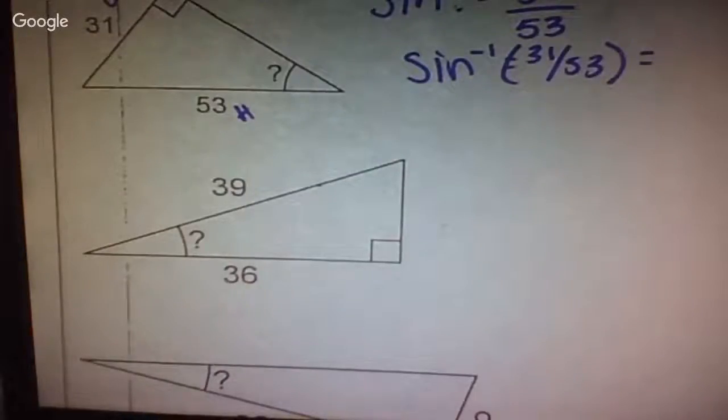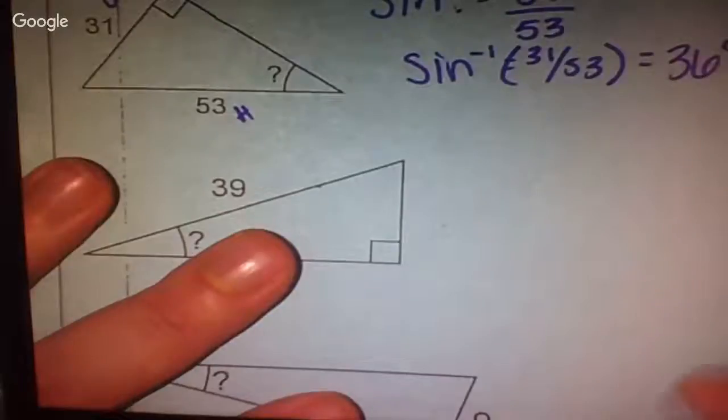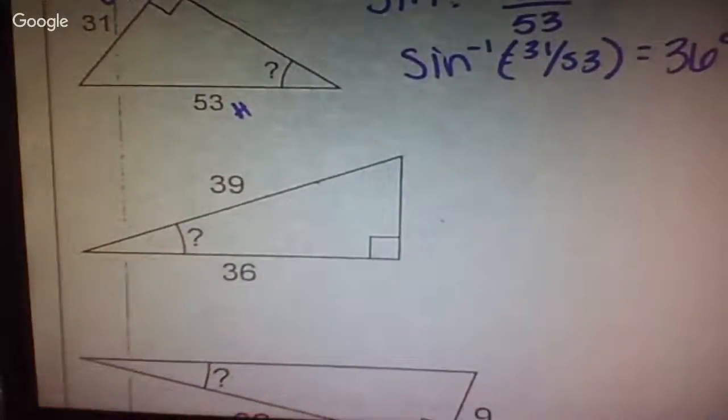You got what? 35? Do we all agree? 36? 35.7. That makes it 36, my friend. Okay, 36 degrees. That means I'm gonna let you run through these last three on your own.